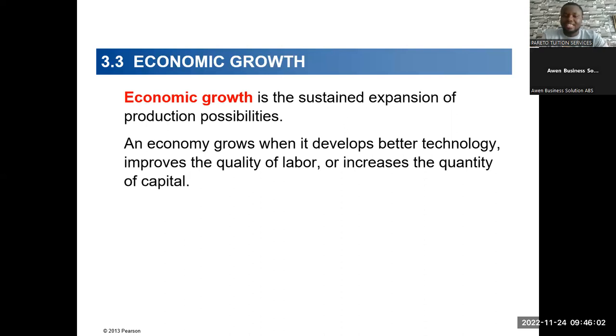But the countries that are growing, they are constantly improving the quality of labor. So for us to experience economic growth, we need better technology. We need to improve the quality of labor and then have more capital goods. In Ghana here, everything is food. We only produce consumption goods. So we are not going anywhere.